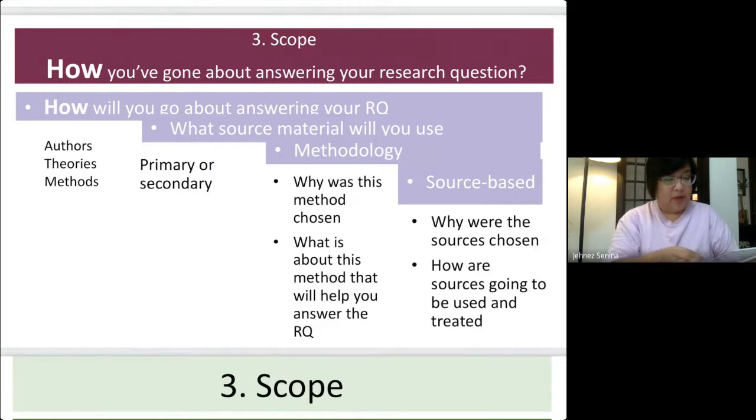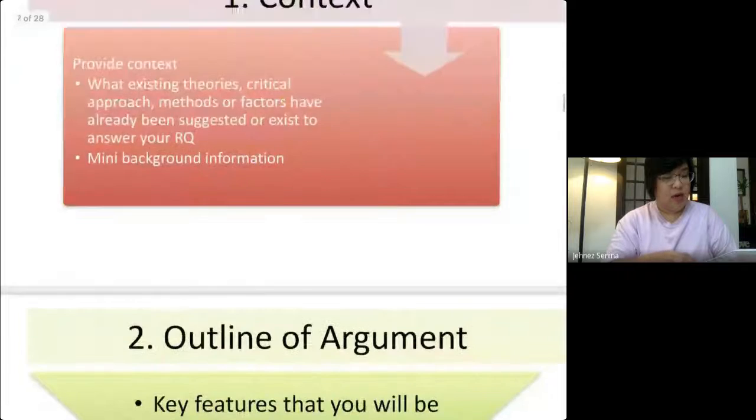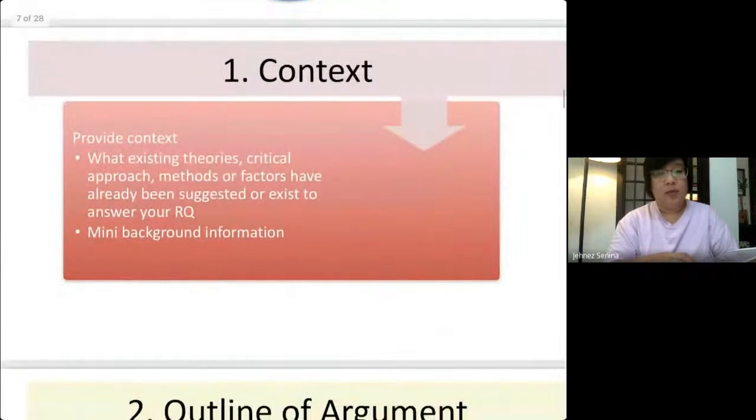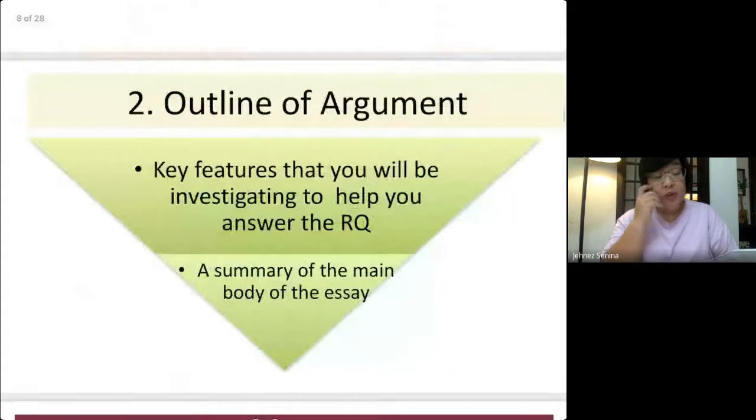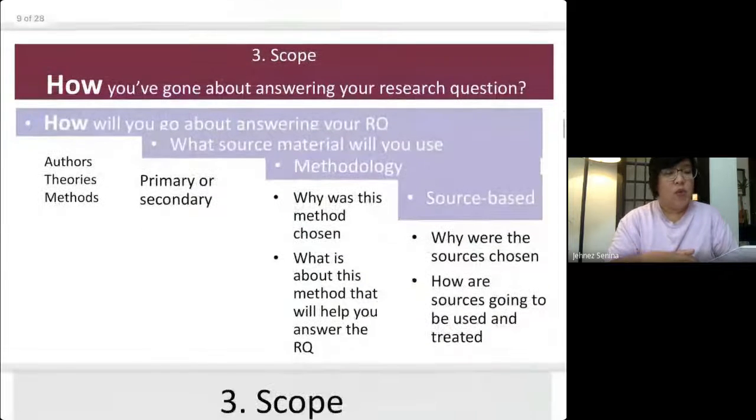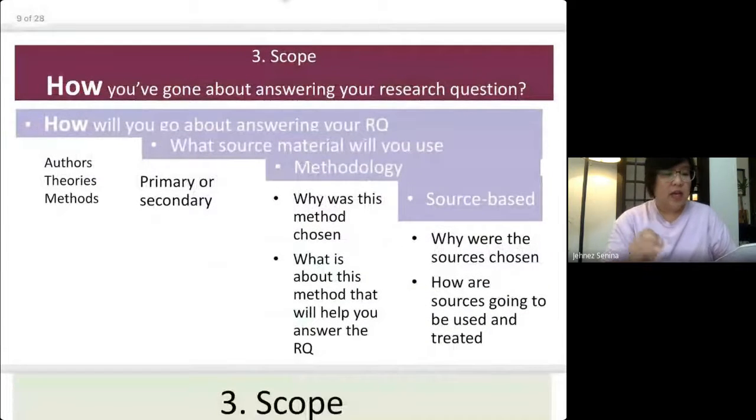So the three so far are context, the background, probably 5 sentences. Outline of your argument, depending on how many main points you have in your outline, so let's say probably 5 sentences as well. Scope, this is extensive, depending on the nature of your essay. So how are you going to answer the research question?